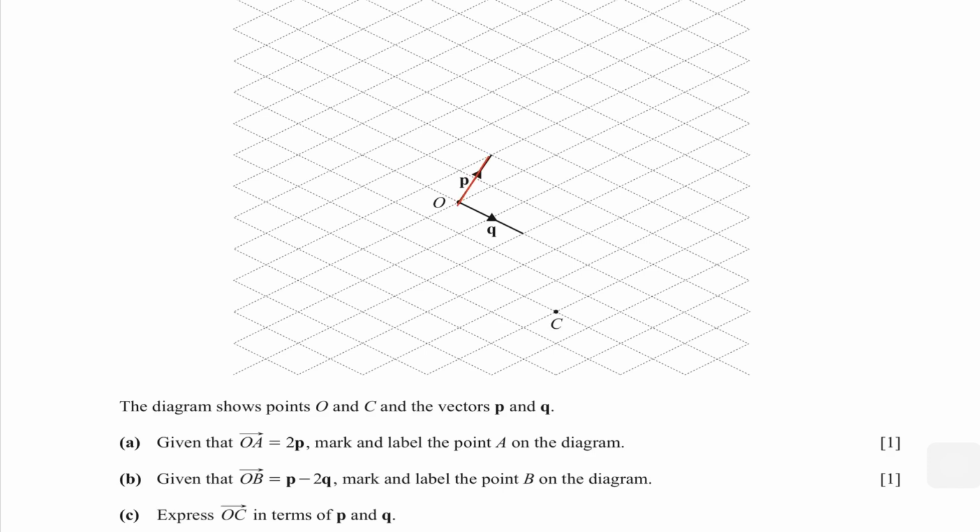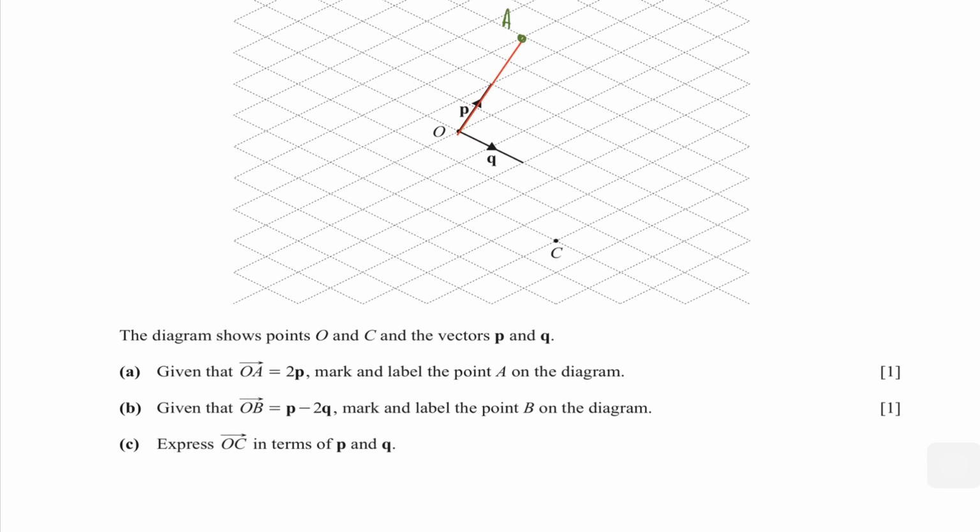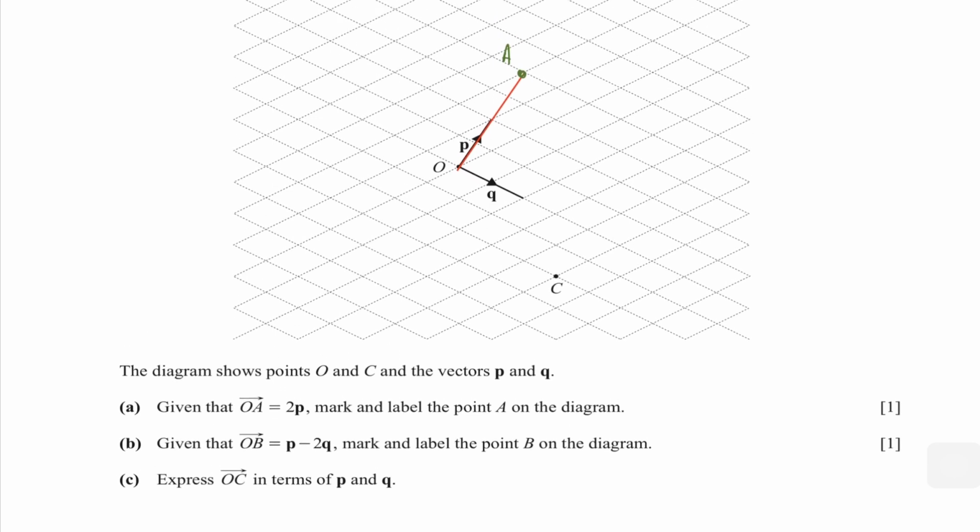Okay, so here's 1P, and if I extend it in the same direction, that's going to give me 2P, and where it ends is where I'll find point A. Okay, so OB is P minus 2Q. Okay, so this is going to be interesting.